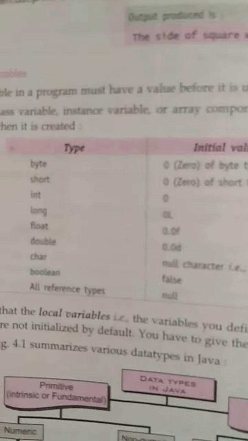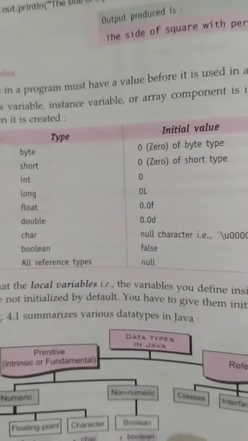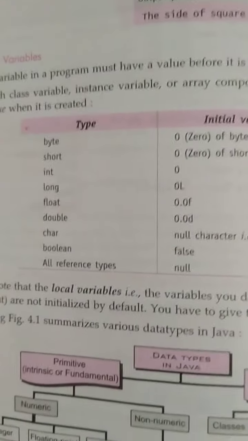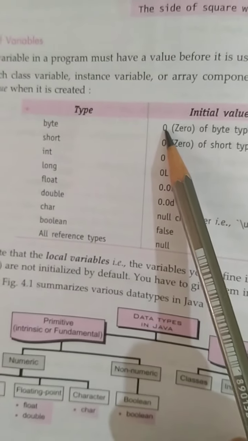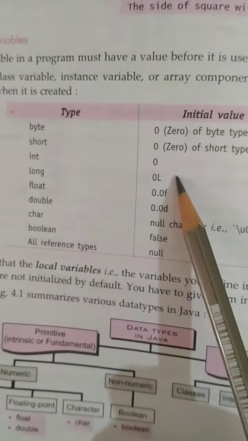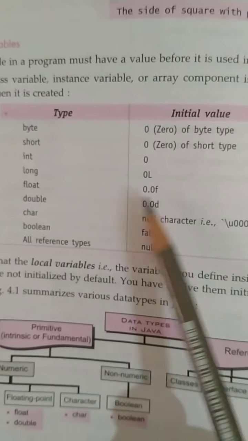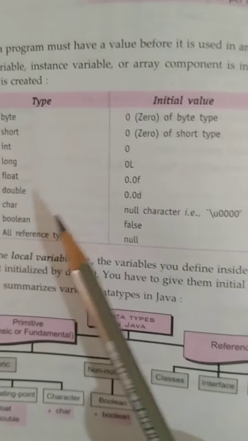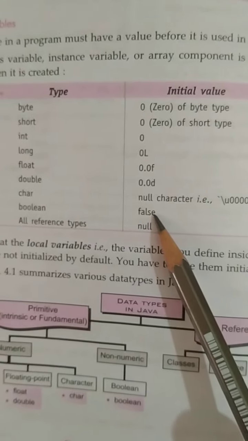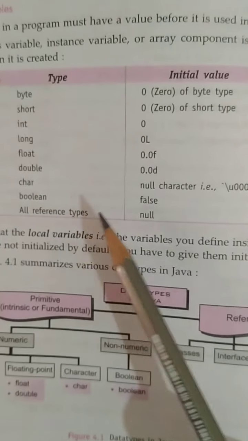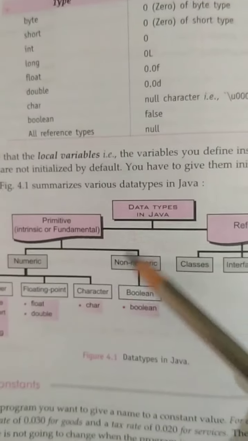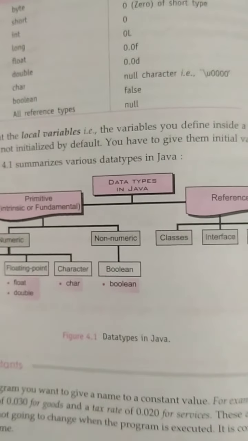Now moving to the initial or default value of each type. They have given a box. This box is very important. You have byte, its default value is 0, short 0, int 0, long 0L, float 0.0f, double 0.0d, char is the null character, that is \u0000, boolean, the default value is false. All reference types, that is class, interface, object, array, etc. are null. They have shown the diagram. This we have already discussed.